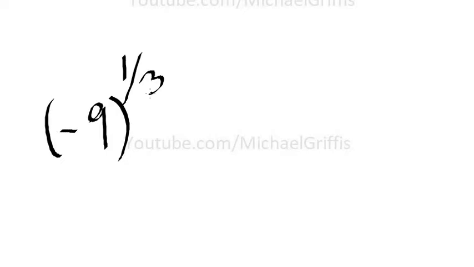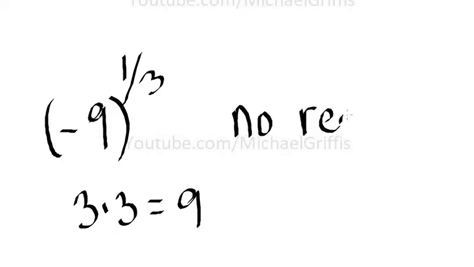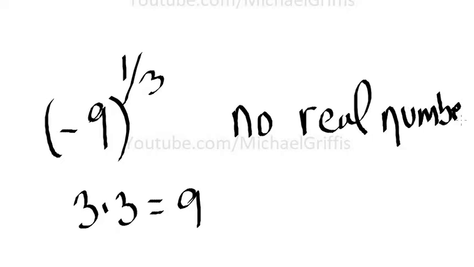You'll catch on. Let's look at another one here. What if we had negative 9 raised to the half? So can you think of two numbers multiplied together that give us negative 9? Well, we know that 3 times 3 is 9, but we've got to somehow get negative 9. It's not possible. So we say that this has no real number. There is no number that we can multiply by itself that gives us negative 9.